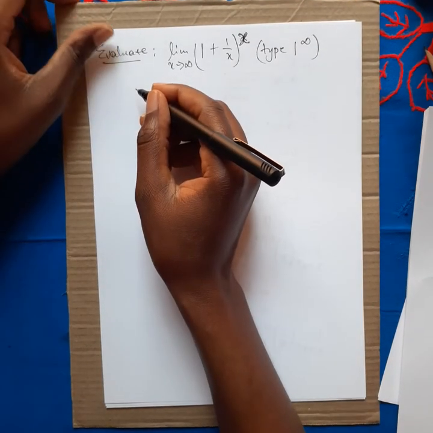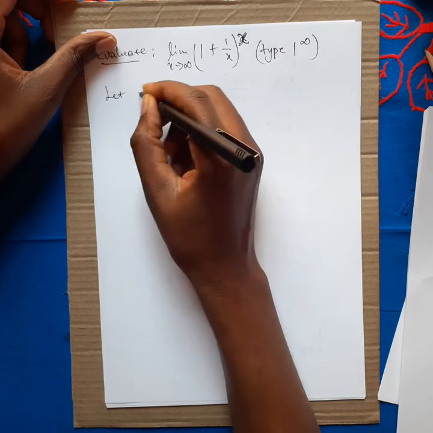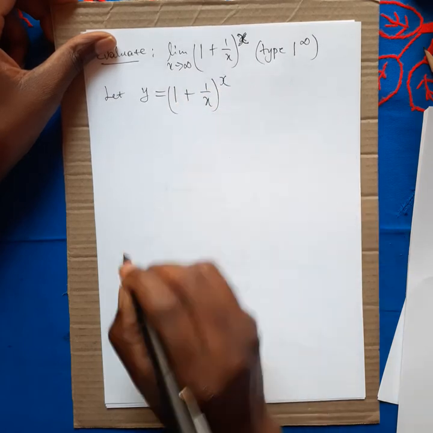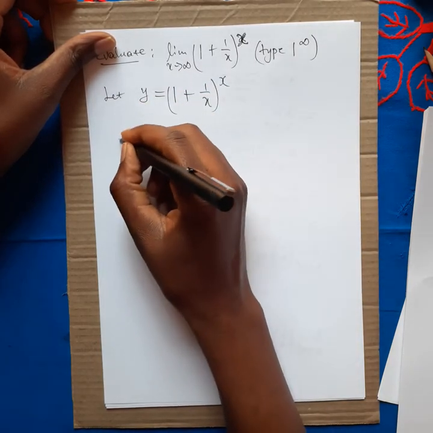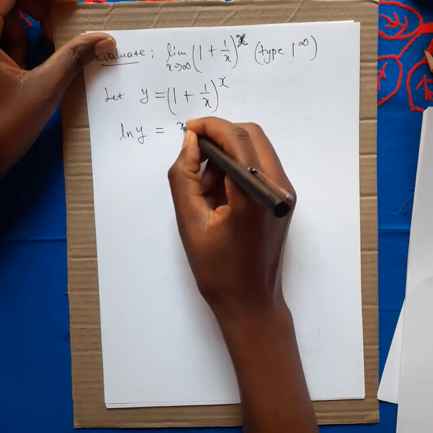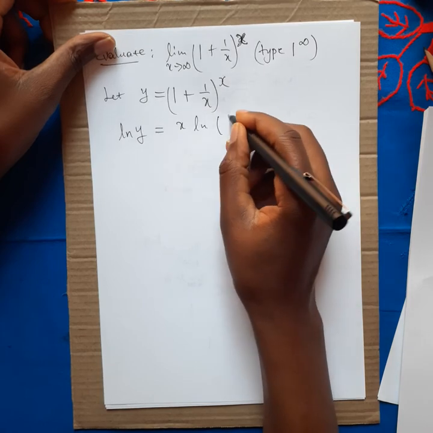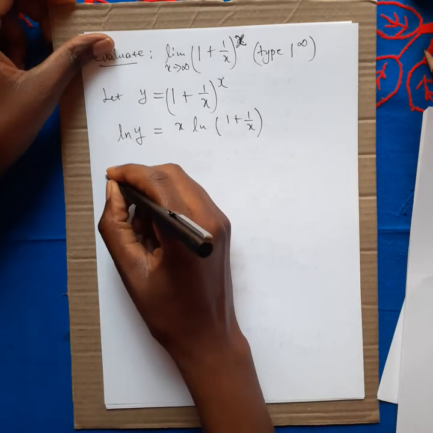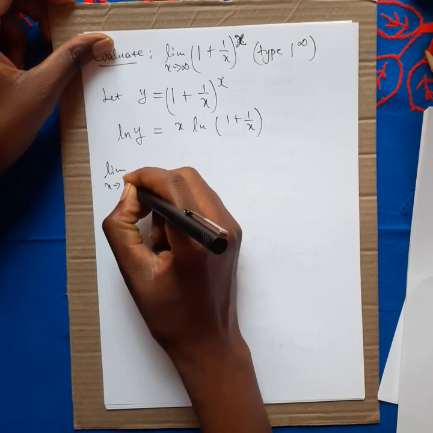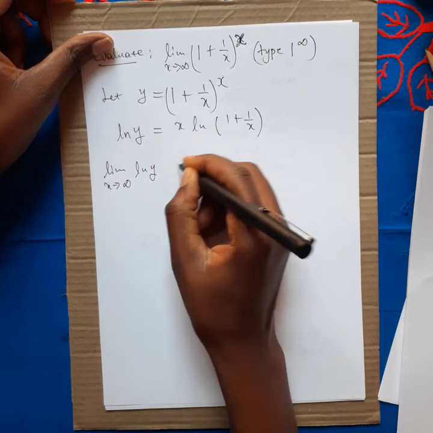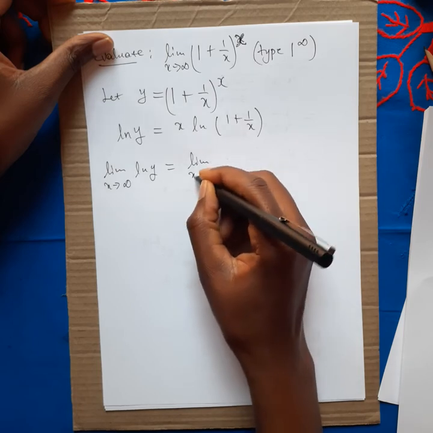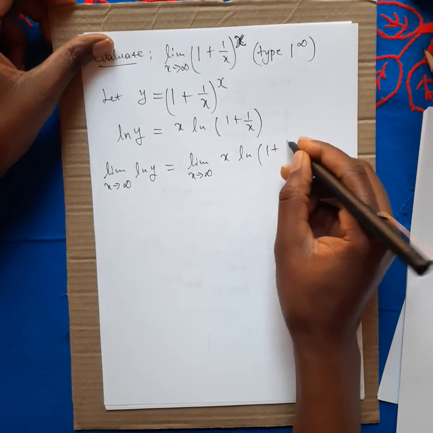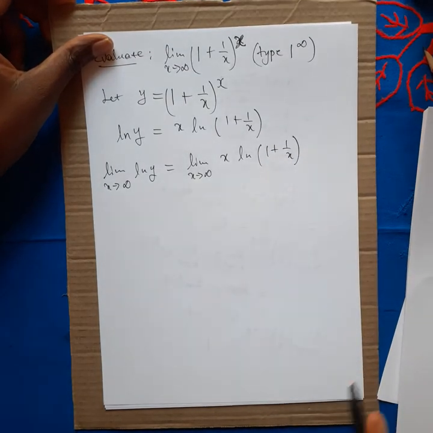Okay, so again we let y be 1 plus 1 over x, the power of x. Then you may guess what is going to happen next. We introduce ln on both sides. We have x times the ln of 1 plus 1 over x, like that. And then we try to check the limit as x is approaching infinity of ln y, equal to the limit as x is approaching infinity of x times the ln of 1 plus 1 over x. And then we check what do we have.